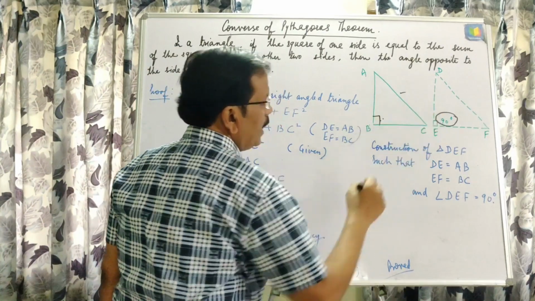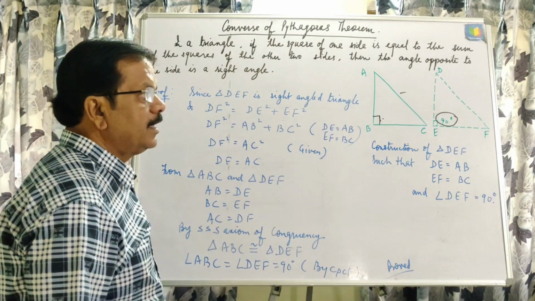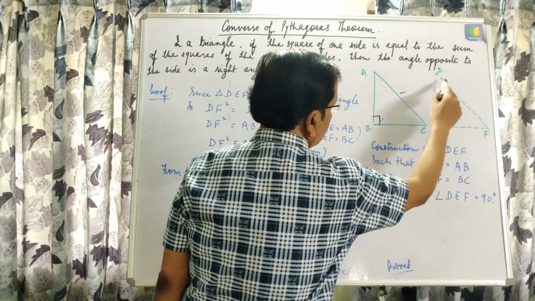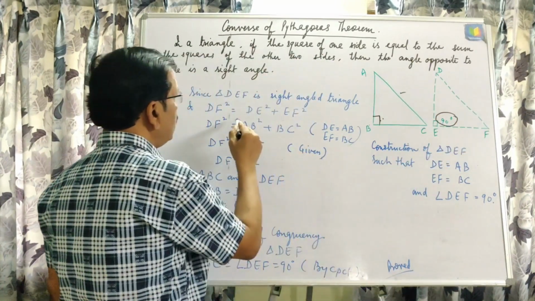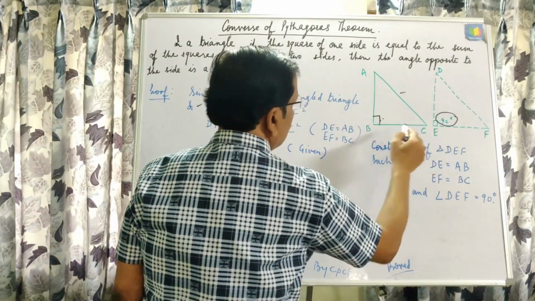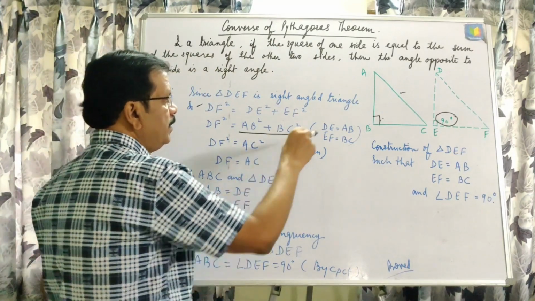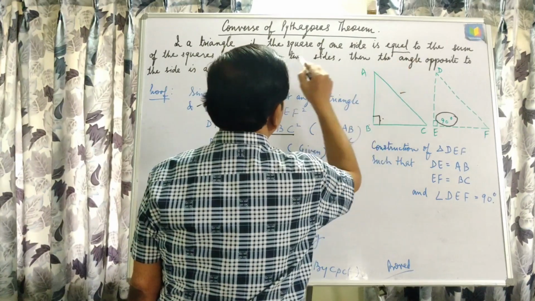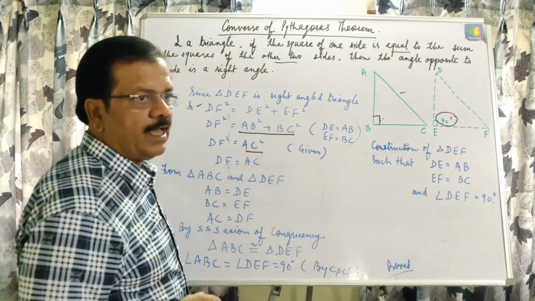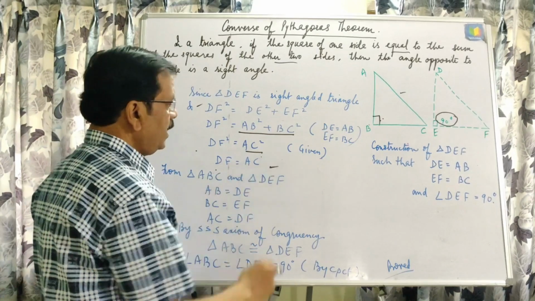Now in triangle DEF, by construction, this is a right angle triangle. So by the Pythagoras theorem, we can write DF square is equal to DE square plus EF square. But DE is equal to AB and EF is equal to BC, so AB square plus BC square. But AB square plus BC square is given as AC square, so in place of this we can write AC square. If DF square is equal to AC square, then DF is equal to AC.